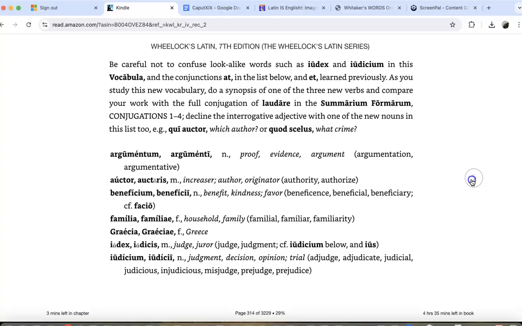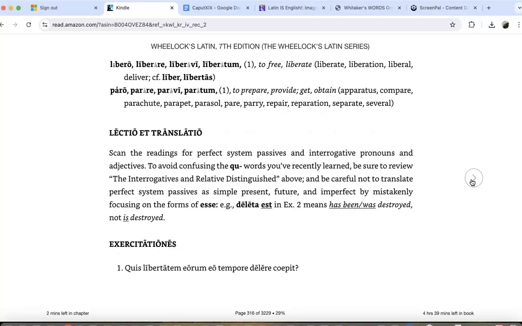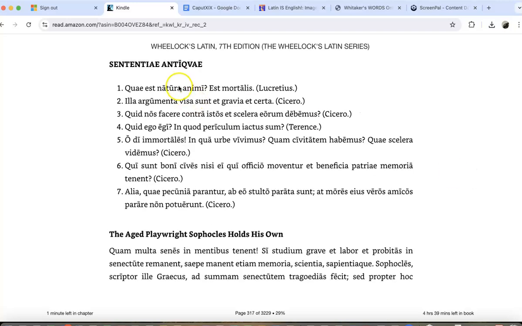Once you do that, I recommend using the self-tutorial exercises in the back of the book, for which you also have the answers, before you tackle the more demanding sententiae antiquae and the longer passage. This particular chapter does not have a lot of examples, and that's good for us because it'll allow us to get more comfortable using the passive voice.